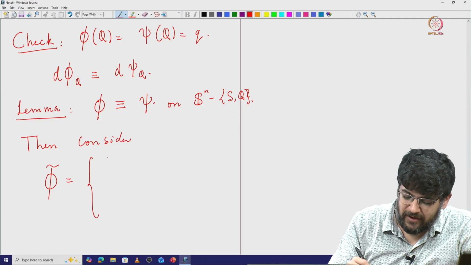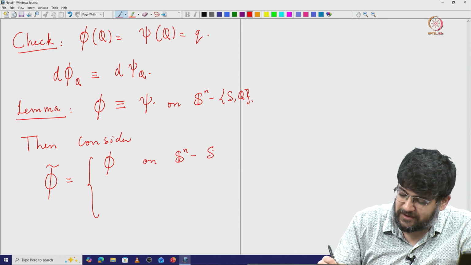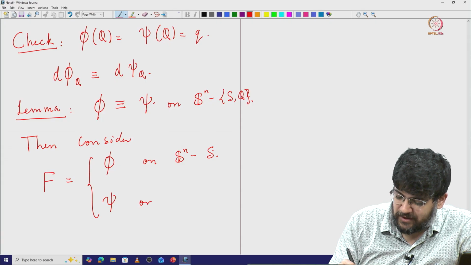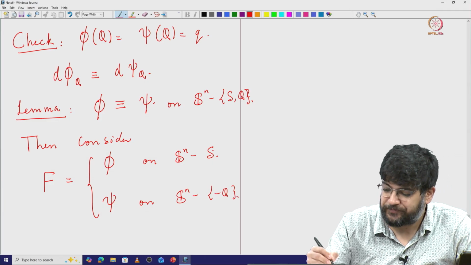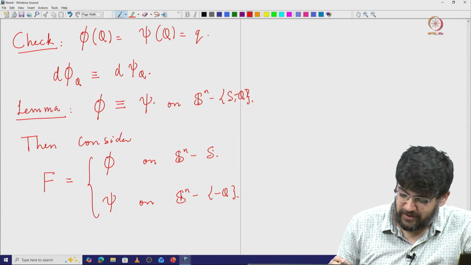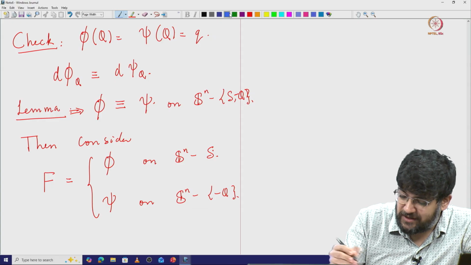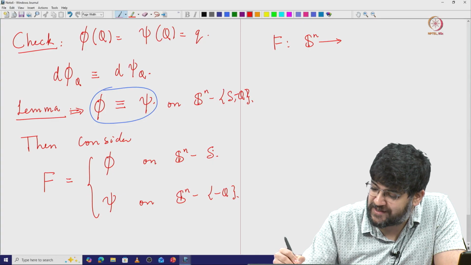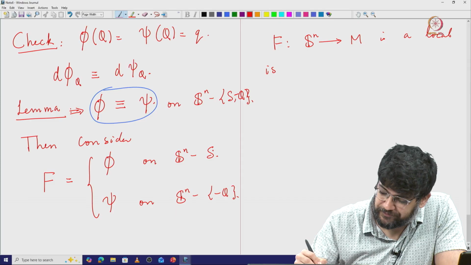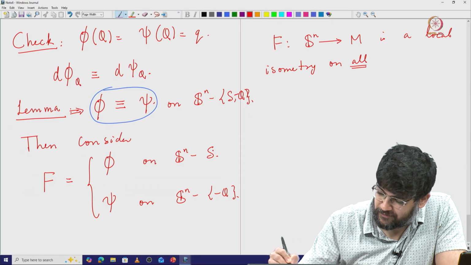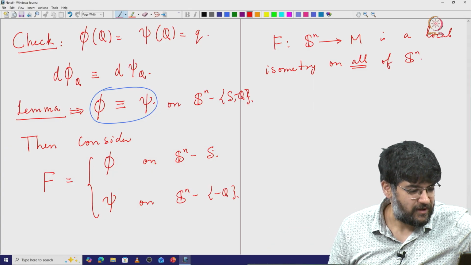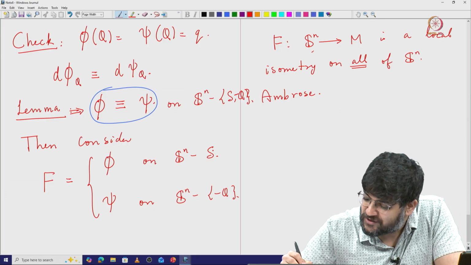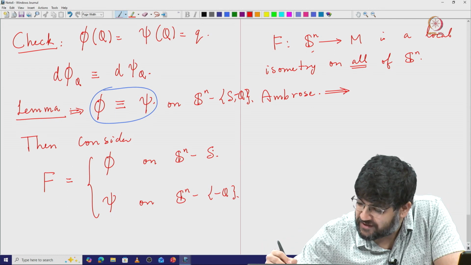But then just consider this phi tilde, which is equal to phi on Sn minus the south pole, and psi, or maybe I will use a different letter. So consider F, and it is psi on Sn minus the point minus Q, okay. So then because of this observation, F is a local isometry defined on all of Sn. But then by Ambrose's theorem you have a local isometry which is surjective. So you have a local isometry from Sn to M, so then by Ambrose's theorem, because Sn is obviously complete, this implies that F is a covering map.